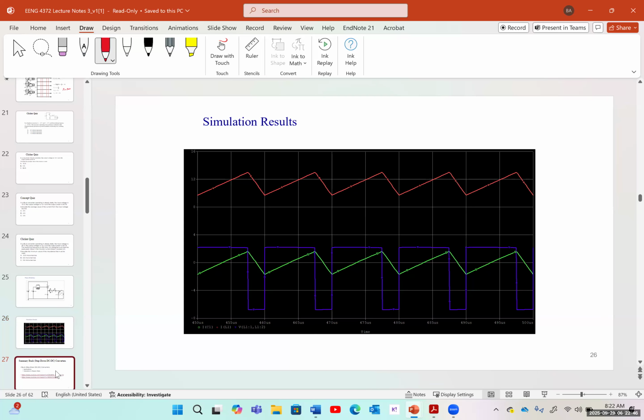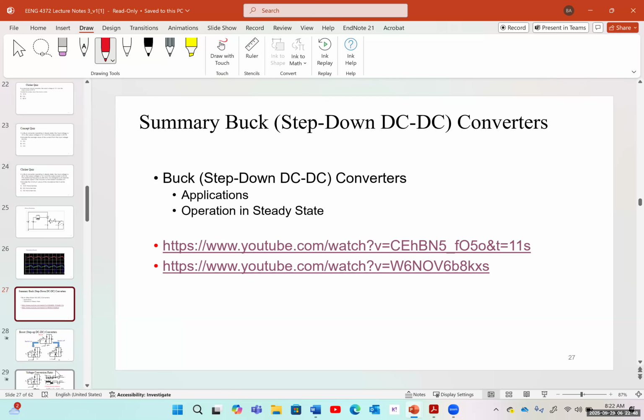I found a very good video that shows the step down applications and the operations in steady state. We have two videos. I'm just going to play the second video because I think it's very useful to visualize how a buck converter works. And I would highly recommend that you watch the first one as well. That one also shows you a practical example and a simulation of a buck converter.